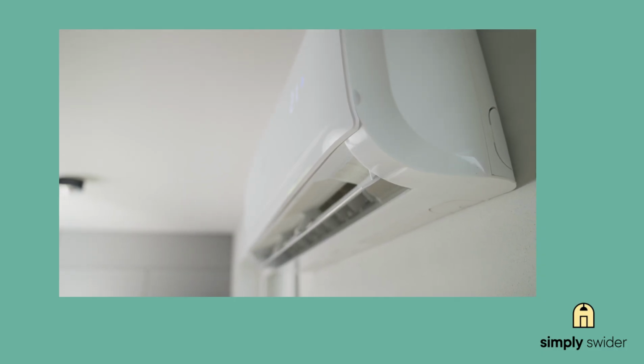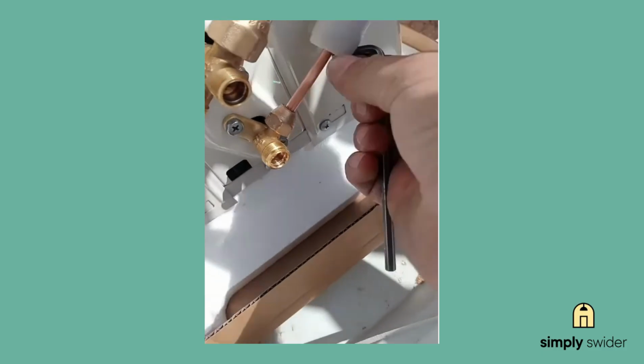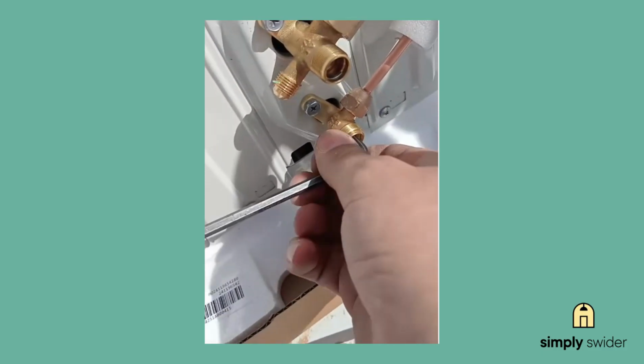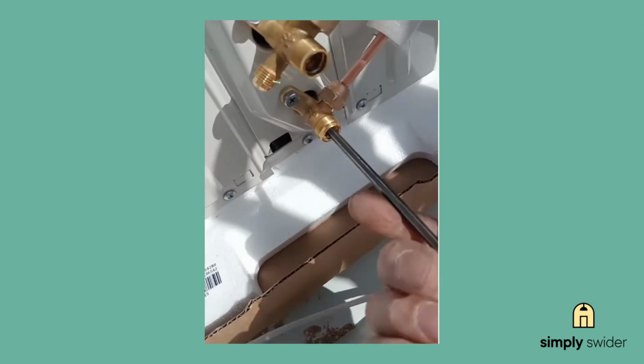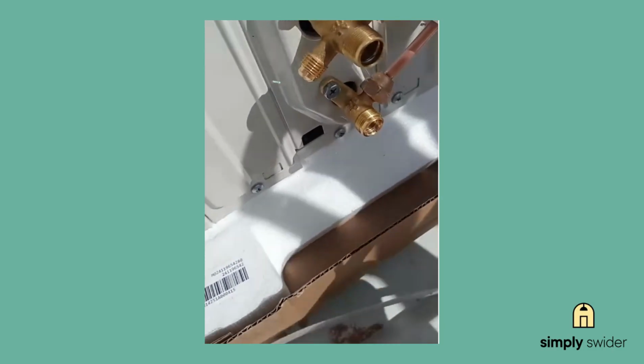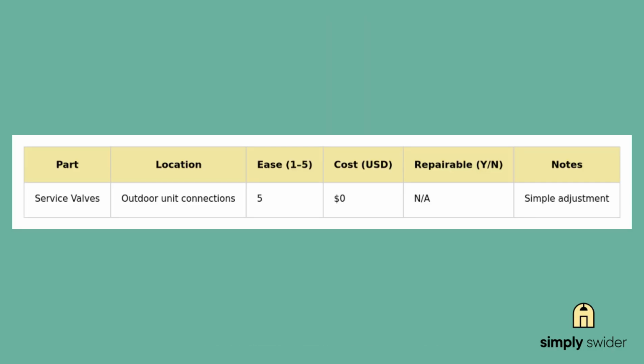But if it's a fresh install and you're getting the code right away, grab a hex wrench and check those service valve stems. They should be backed out fully counterclockwise. Don't be embarrassed if this is your issue. I have driven out to jobs where this was the only problem.